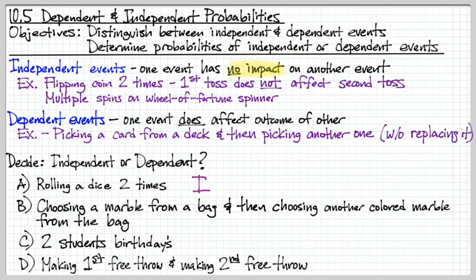Choosing a marble from a bag and then choosing another colored marble from the bag. I'll say this is dependent. This is assuming that we did not put the first marble back into the bag. So after we pulled one marble out, it changes the bag, and then pulling the second one depends on what happened when we pulled the first one out. 2 students' birthdays, independent. Doesn't matter when the first person was born, the second person is born independently of the first person. We'll talk about this problem, this D, in class tomorrow.